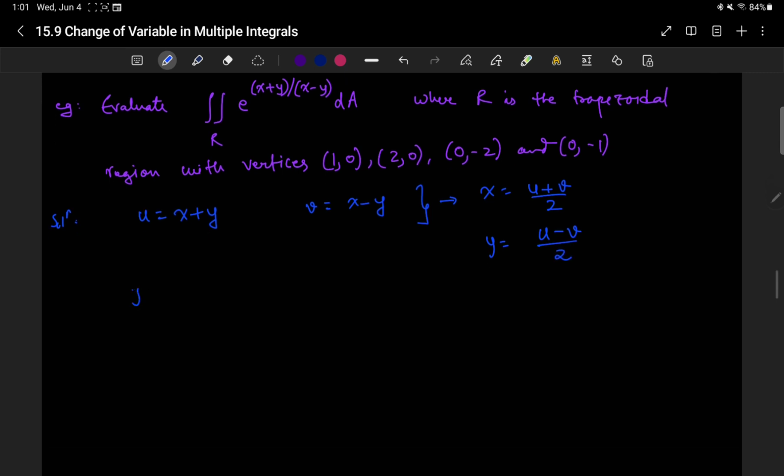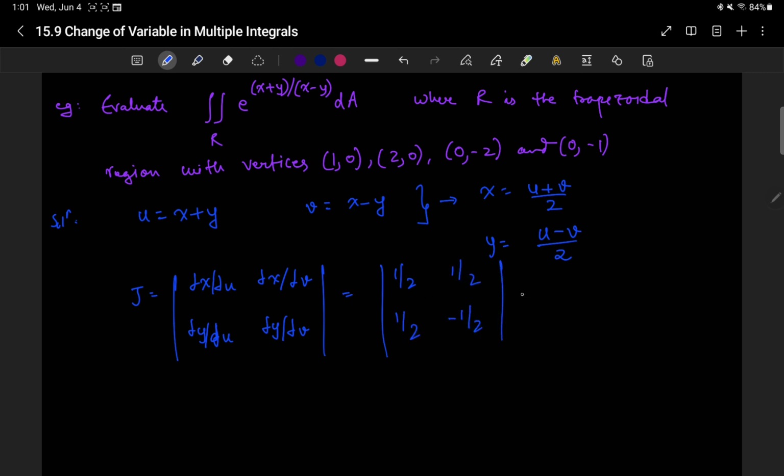And I can find the Jacobian of this. Once again, the Jacobian is del x del u, del x del v, del y del u, and del y del v. Finding these, they are all going to be halves. So this is half, this is half, this is half, this is negative half. So this comes out to negative 1/2.